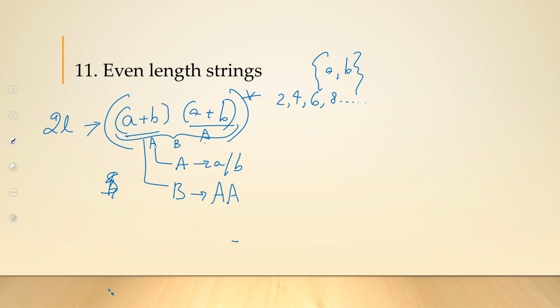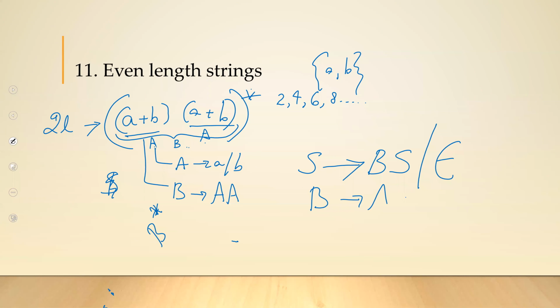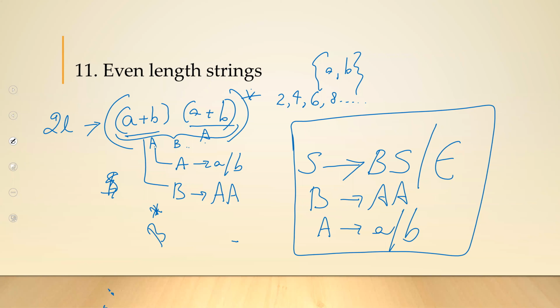Now what do I need to calculate? I need to do my B star. So I start with my grammar. S is B S B. No, I'm writing for B star. B is S or epsilon. What is B? B is A followed by A. What is A? A is A followed by B. This is my recursive function for A star. So, even length string.